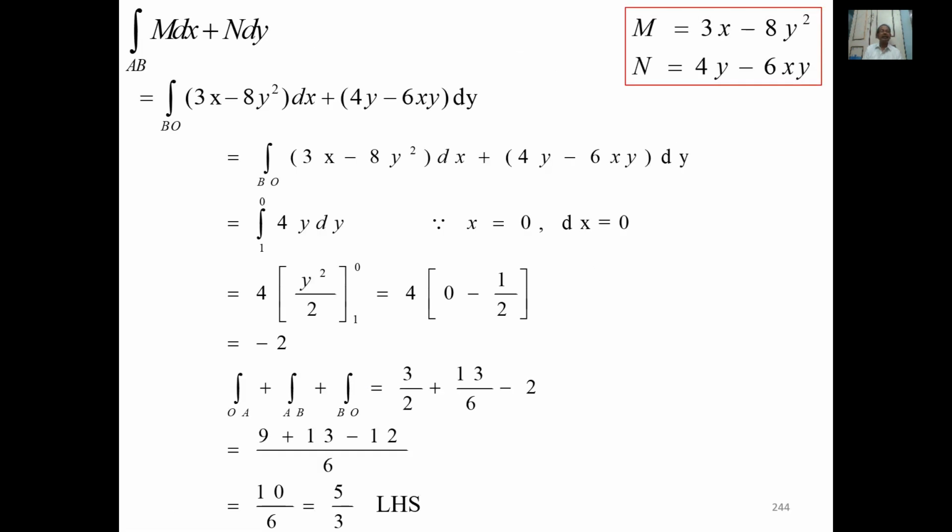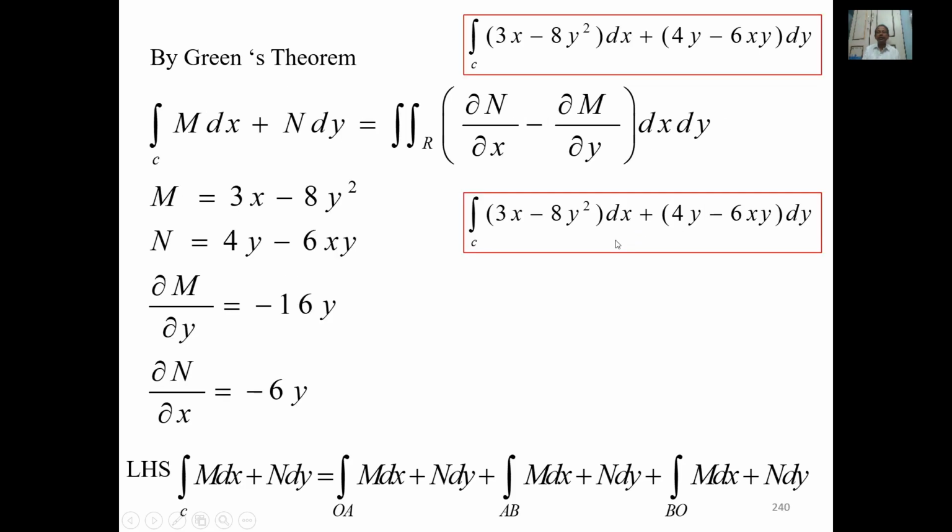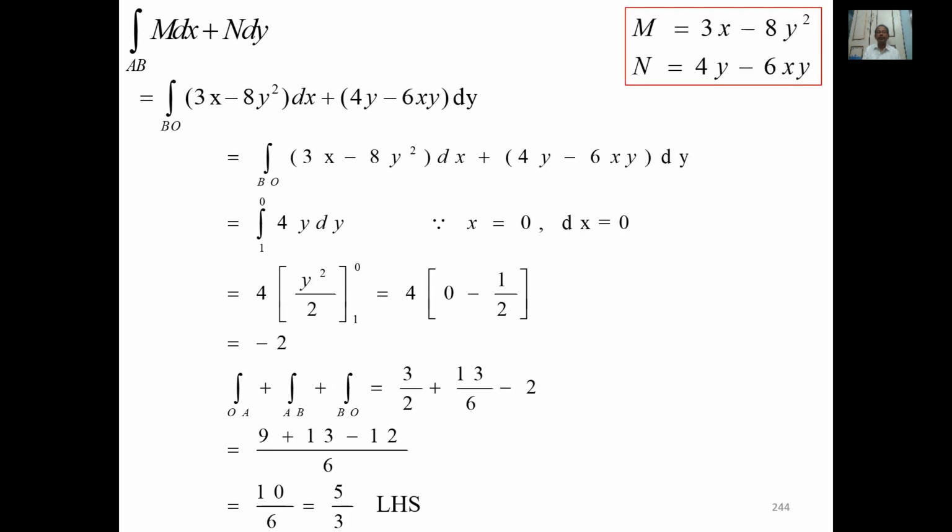Now we'll go for the third line integral. Third line integral is nothing but BO. It is not AB, this is BO. The integral over BO of m dx plus n dy, this is for m and this is for n. And of course, look at the picture now. This is from B to O. For B to O, x equal to 0. If x equal to 0, dx must be equal to 0. So we have x equal to 0 and dx equal to 0. You substitute here dx equal to 0, this first term will go off. And here x equal to 0, the second term will go off. This alone will exist, so 4y dy.